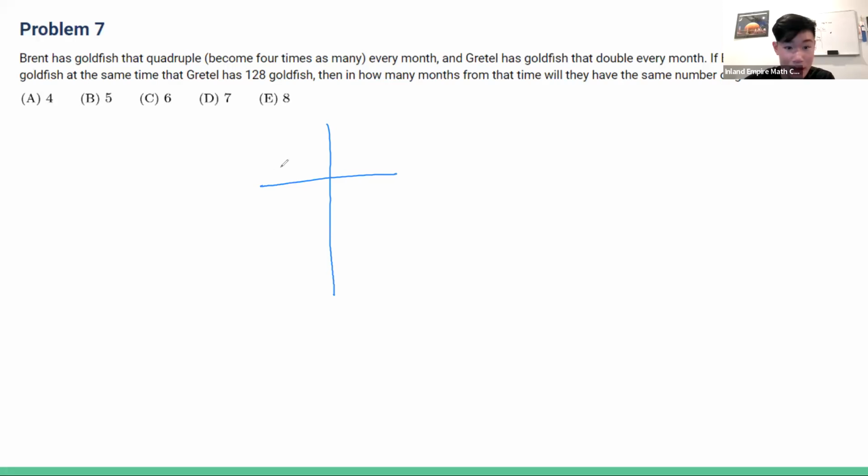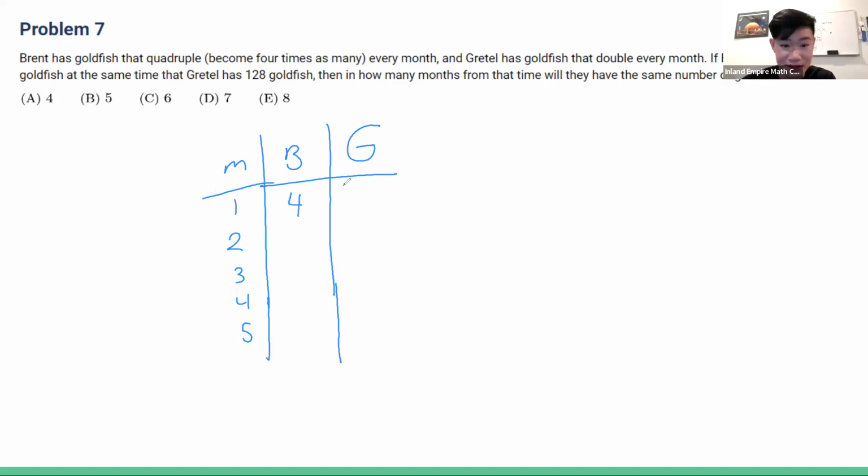So B for Brent, G for Gretzel, and actually I'm going to do M for months. All right, so let's go down the table and just do this. So we know that Brent starts with 4 goldfish, and Gretzel starts with 128 goldfish. So what's our table going to look like? Well, both of them are just going to follow the amount that they double by every month.